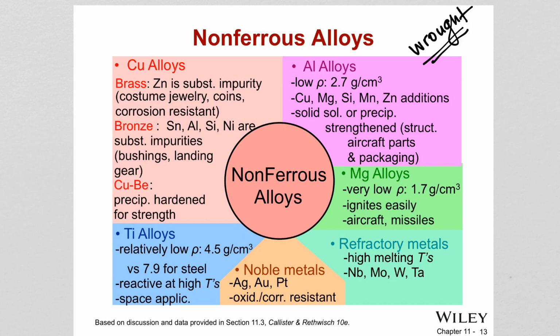And then magnesium alloys. These materials have the lowest density, 1.7, lower than aluminum. But the problem with this material is it ignites easily, creating a fire danger. It is being used in aircraft and missiles.